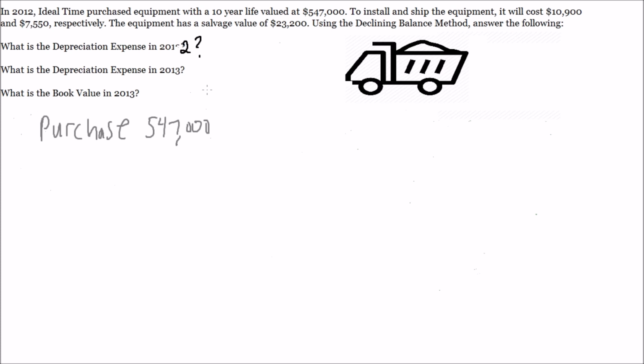This is a piece of machinery here that will be used in a warehouse. So first off, they can't use this piece of machinery if they don't install it. Installation is a must. So let's go ahead and add that in here. Installation, it cost them $10,900. Now what else? I see shipping. You can't use the equipment, right, if it's not shipped over. So you need to ship it from wherever you purchased it from so you can start using that equipment. So shipping definitely gets the asset ready for its intended use. So let's go ahead and add this $7,550.